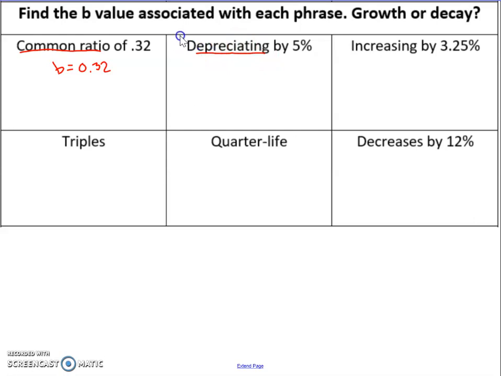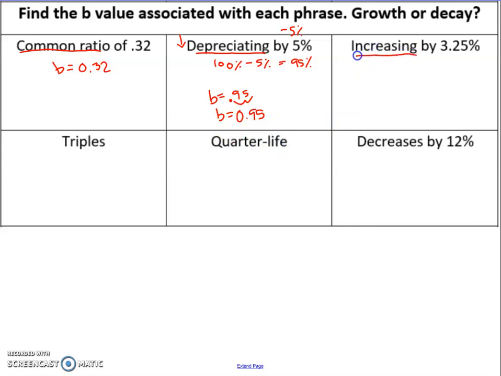Depreciating by 5%. Depreciating is a decrease by 5%. So I'm going down 5%, but remember I can't use percent, so I have to do 100% minus 5%, which gets me 95%. So for my B value, remember, drop the percent, move twice to the left, so I would use 0.95 in my equation. There's the B value.